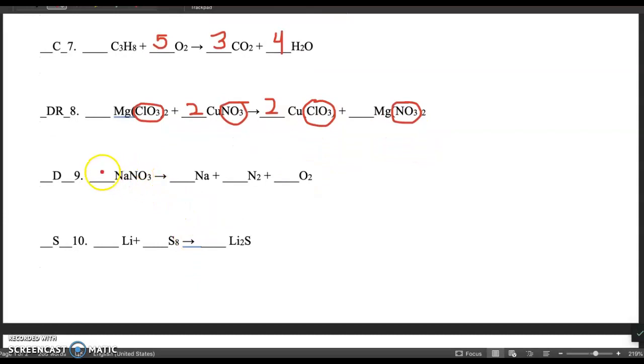And this one's similar to that Fe one. I have an odd number of oxygens and an even number on this side, so I got to double. Gives me 2 NAs, 2 NAs, 2 Ns, 2 Ns, so we're good, and 6 oxygens, so I need a 3 there. Again, you could put a 1 in all these blanks if you want to, you don't have to.